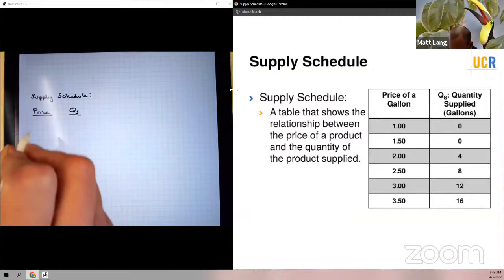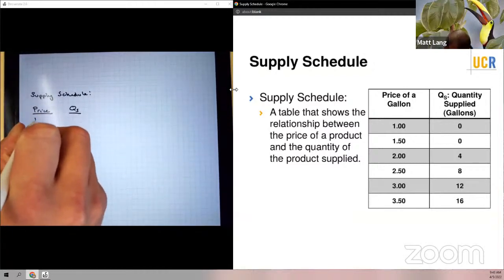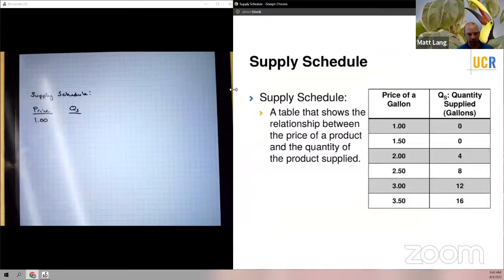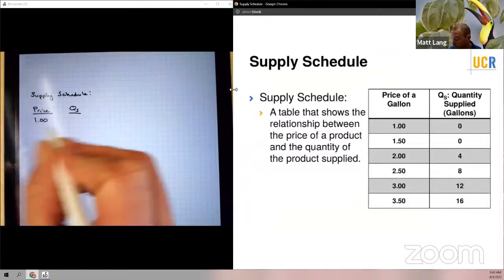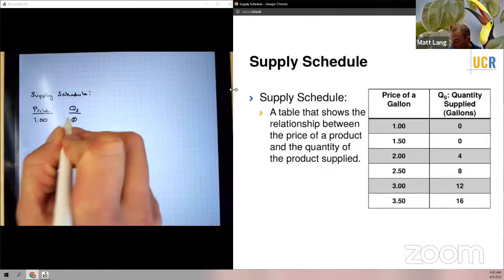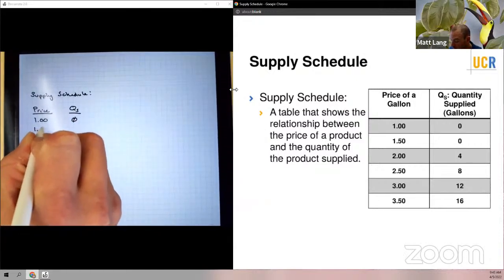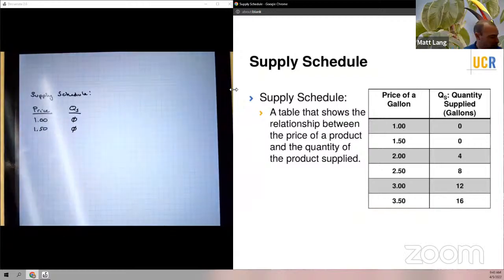Okay, first thing I want to note though. When the price of gasoline is $1 per gallon, how much are firms supplying? How much are they producing? How much are they willing and able to produce? I've got a zero there. I've got the same thing for $1.50. Can anybody type out why that's the case? Why would a firm not be willing to produce anything at $1 or $1.50?